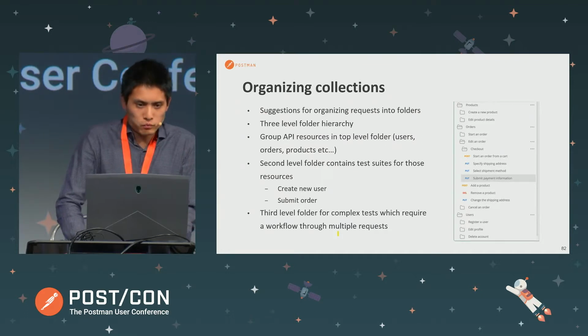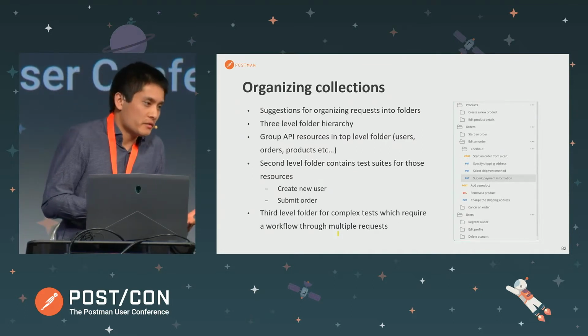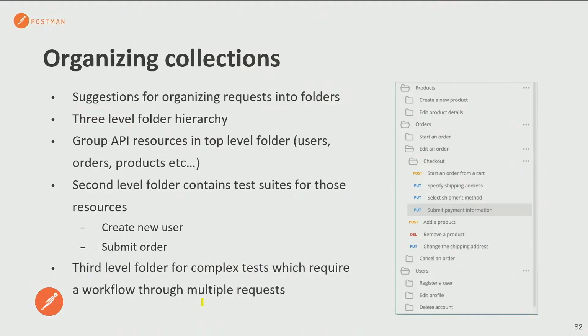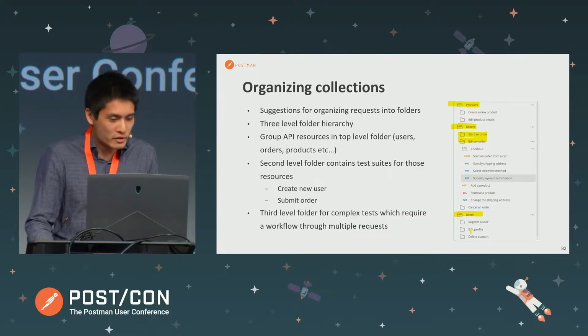So one way we can organize, based on what we've just done, this might influence how we organize our collections. And one little suggestion here is that you have a folder hierarchy, similar to what we have on the right-hand side there. So the top level folder is for basically your API resources like orders or products, users. That'll be top level. Underneath these, the second level folder would contain the test suites for those resources. So for example, for orders, we have start order, edit order. For users, you've got register a user, edit profile, delete account, etc.